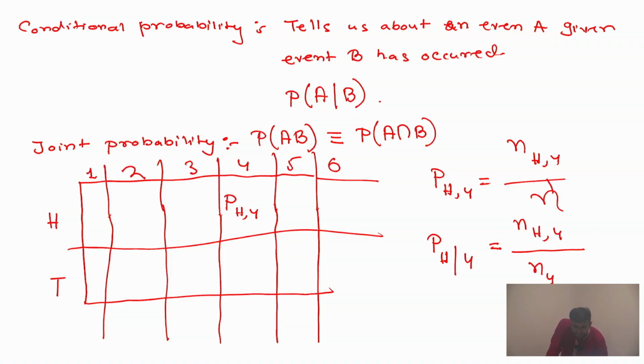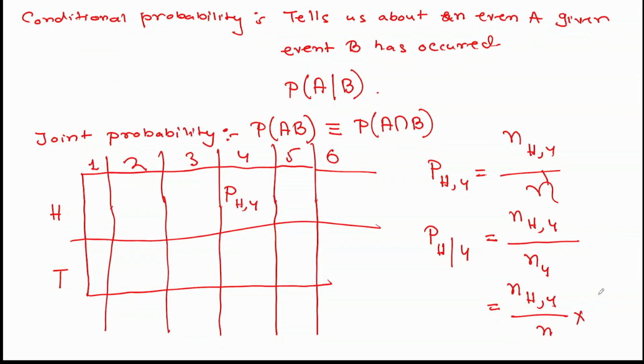Now, what I can do is very simple: n h comma 4 divided by n, multiplied by n divided by n 4. Now, what is this n h comma 4 divided by n? It is p h comma 4.